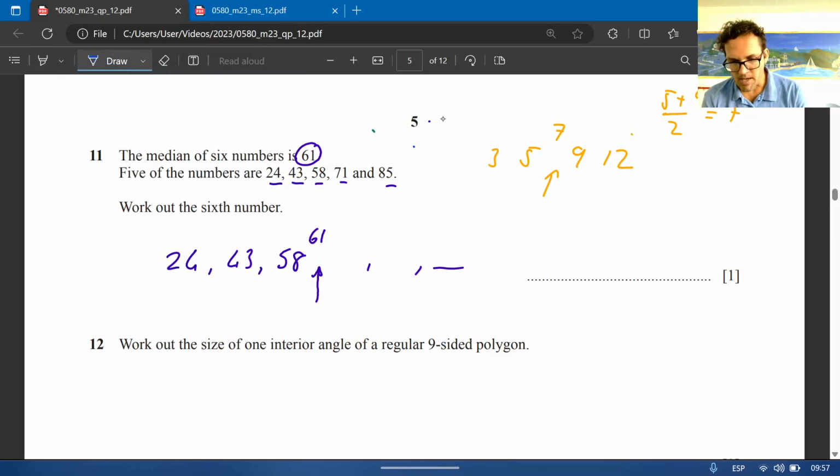Okay, so we make 85 and 71. That means 58 to 61 is a gap of 3. Add 3 to 61, that gives us 64. See, now we've got 1, 2, 3, 4, 5, 6 numbers. The middle is between the third and the fourth number. The median is 61 because it's halfway between 58 and 64. So the answer here would be 64.